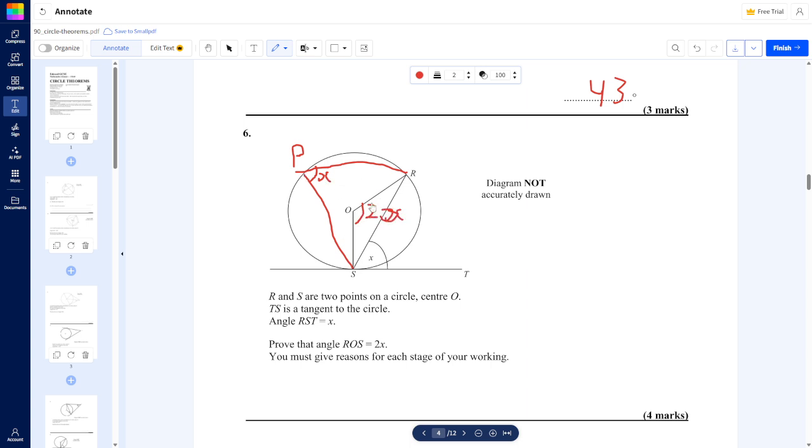So first we know that our RPS is going to be equal to x because of alternate segment theorem. Then we know that SOR is going to be double SPR, or 2x, because the angle at the circumference is always half the angle at the center.